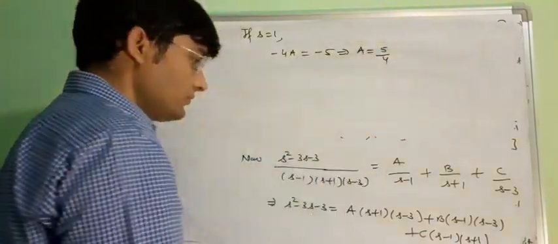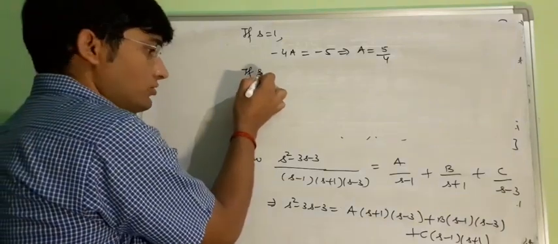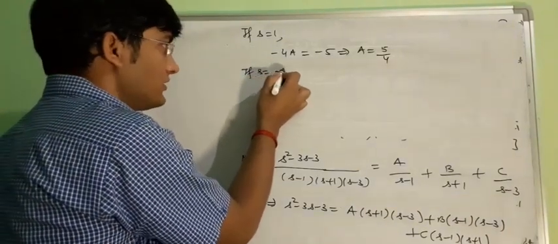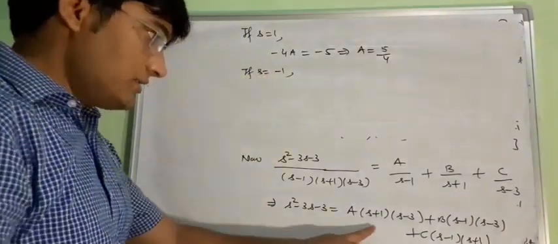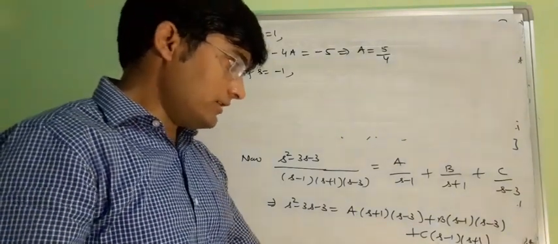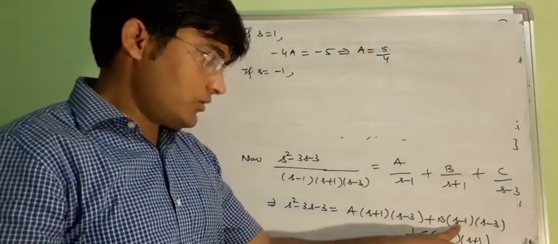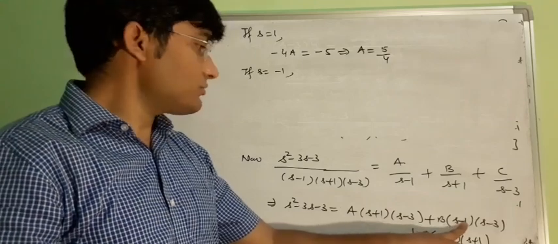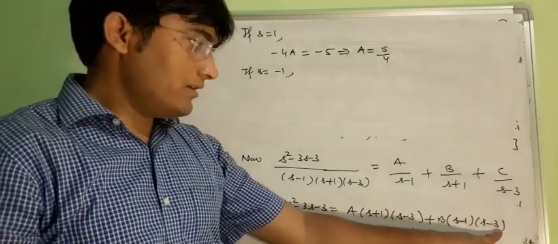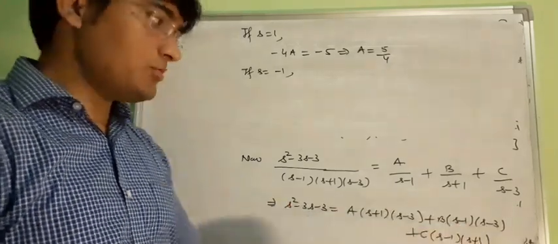If s equal to minus 1, then this term will be 0. Again it is 0. So here we will have minus 1 minus 1, that means minus 2. And then here we will have minus 1 minus 3, that means minus 4.